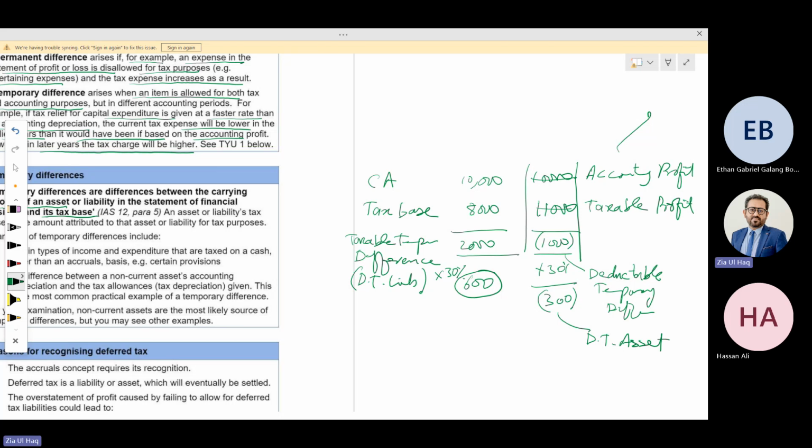Now how deferred tax can be calculated using a formula: carrying amount minus tax base. If the figure is coming positive, that will be taxable temporary difference. So through this, we can calculate deferred tax liability. While if the figure is negative, that will be deductible temporary difference, and through this, we can calculate deferred tax asset. Where asset will be recorded in assets, liability will be recorded in liabilities.